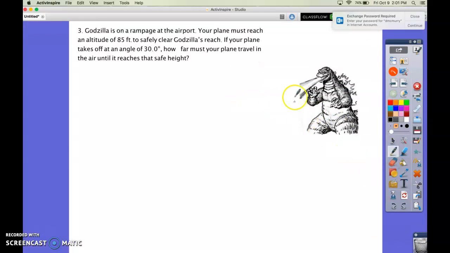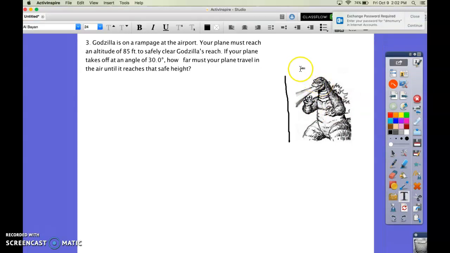Well, let's diagram this. The first thing we know is the measurement of how tall Godzilla is, and we know that is 85 feet. So that is exactly 85 feet.